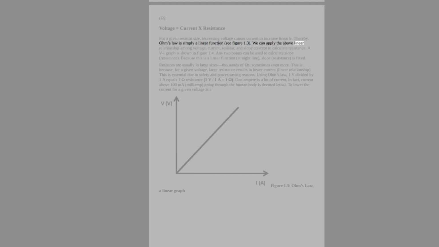We can apply the above linear relationship among voltage, current, resistor, and slope concept to calculate resistance. A VI graph is shown in Figure 1.4. Any 2 points can be used to calculate slope, resistance. Because this is a linear function, straight line, slope, resistance is fixed. Resistors are usually in large sizes, thousands of omega, sometimes even more. This is because, for a given voltage, large resistance results in lower current, linear relationship. This is essential due to safety and power-saving reasons.